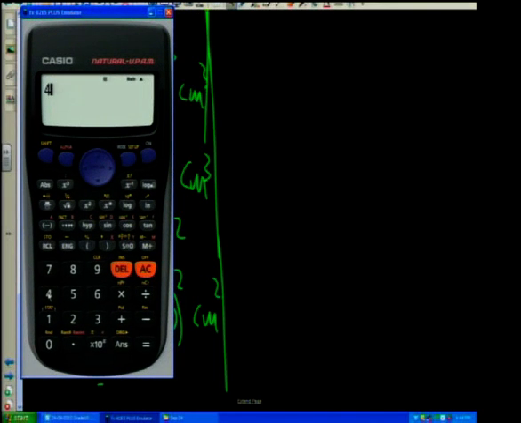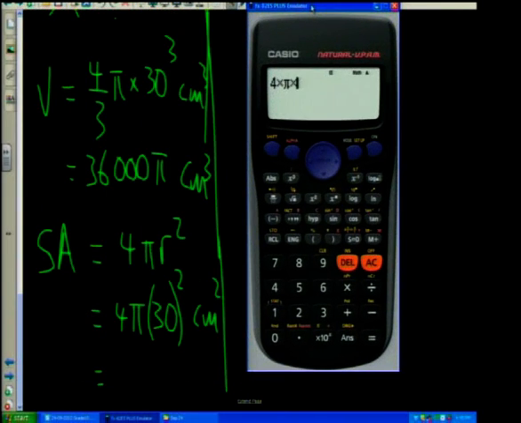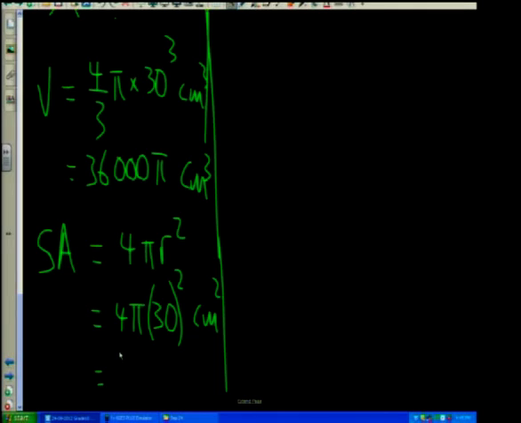So that is 4 multiplied by shift, right, pi. And then we multiply that by 30 squared. There's the area that we have, which is 3,600 pi centimeters squared. Okay.